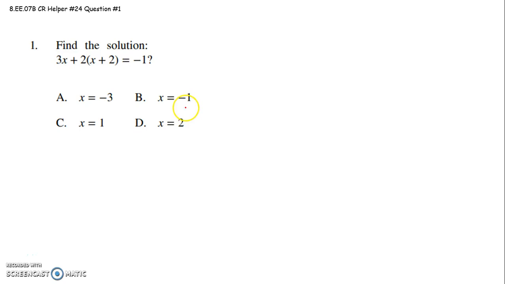Eighth graders, this is to help you with question 1 on CR 24. It says to find the solution. So I have 3x plus 2 times the quantity x plus 2 is equal to -1. The first thing I'm going to do is distribute through these parentheses, and that will clear out the parentheses for me.